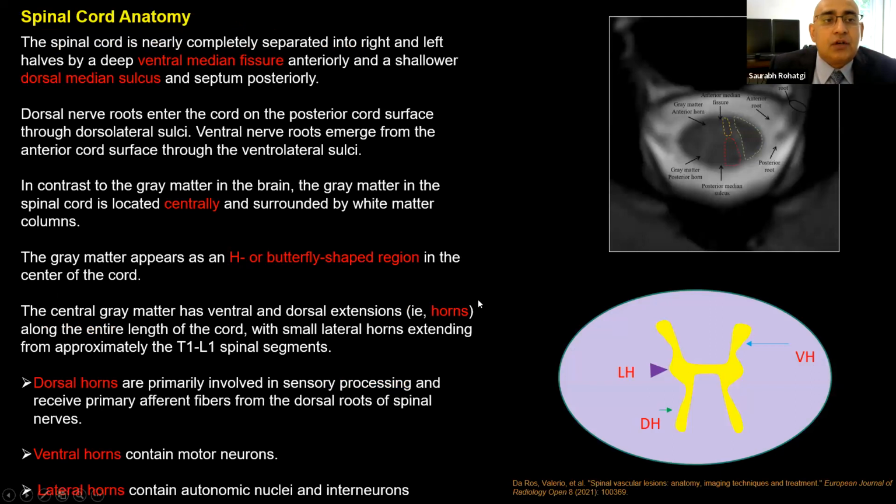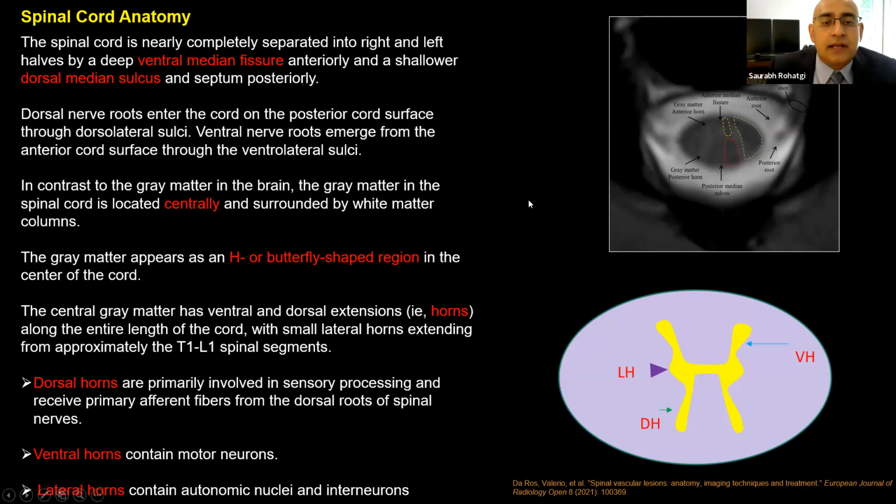In terms of spinal cord anatomy, the spinal cord is divided into the right and left halves by a ventral median fissure, or the anterior median fissure, and a posterior median sulcus. The dorsal nerve roots enter the cord on the posterior cord surface through the dorsolateral sulci, and the ventral roots emerge from the anterior cord surface through the ventral sulci.